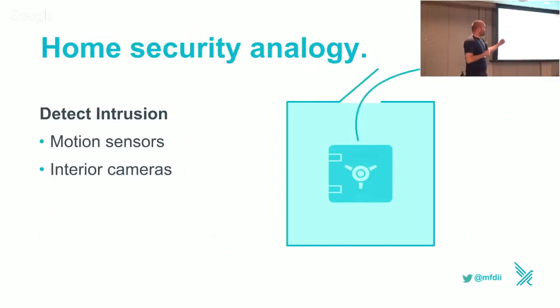Once somebody breaks one of those ways that we prevent intrusion, we need to know that they're actually in the house or in the facility. So we have things like motion sensors and interior cameras that tell us that somebody has gotten into the house or the thing that we're trying to secure.